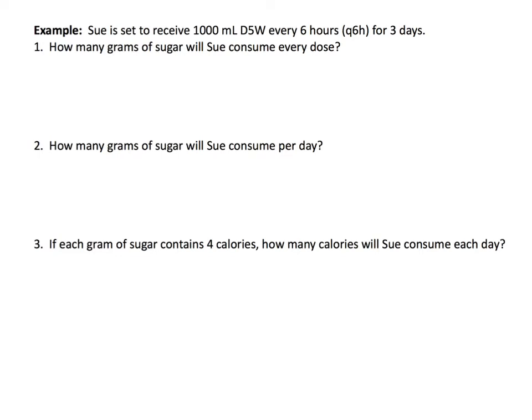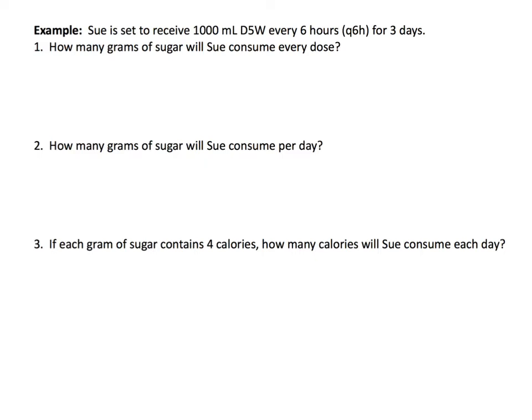In this video, we're going to use ratios and proportions to figure out how many grams of sugar and then calories are contained in this bag, 1,000 milliliters of D5W. There are a few things to note in this example.